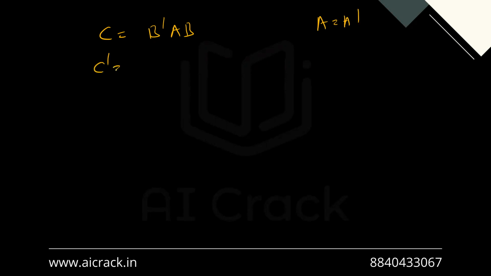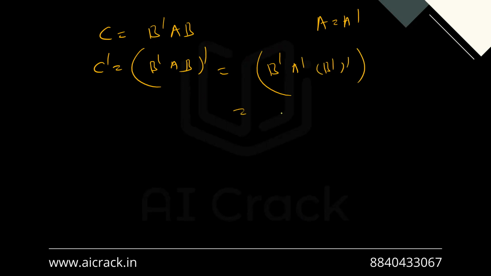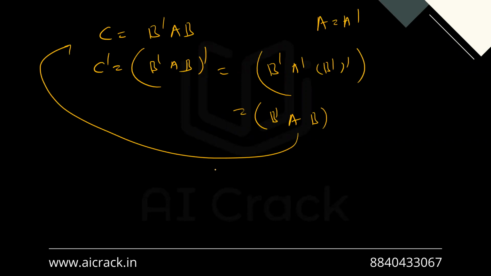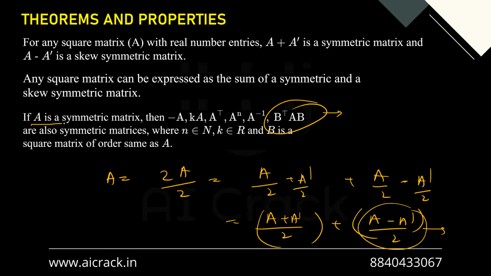So I'll try to find out C dash. That would be (B dash A B) dash, right? Now, in case of a product, when we take the dash, the order changes, right? So that would become B dash, A dash, and B dash dash, right? So reverse order. Now B dash would stay the same, A dash is A only, and B dash dash is basically B only. So this becomes this only. So C equals C dash, right? So that means if A is a symmetric matrix, then this would also be a symmetric matrix.